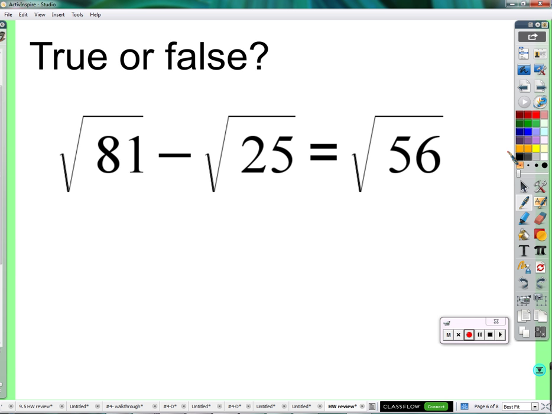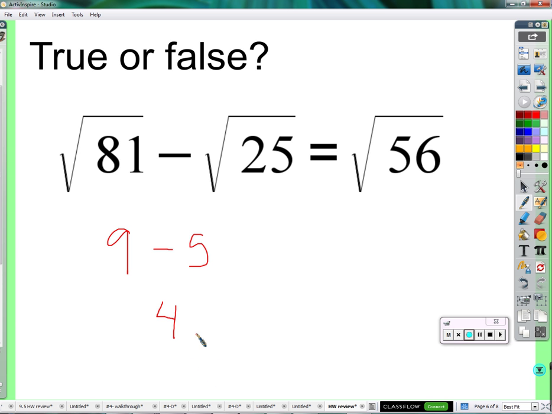Because, well... You don't know how to explain it? Alex, can you explain it? Well, the square root of 81 is 9. Yes, it is. And the square root of 25 is 5. It would equal 4. That's absolutely true, right?